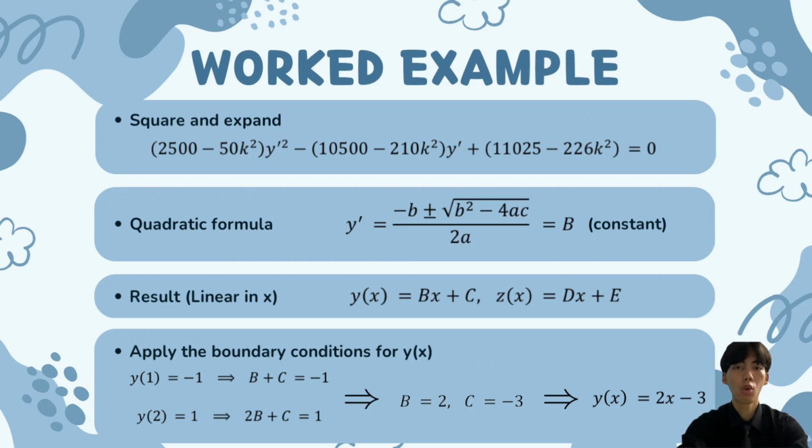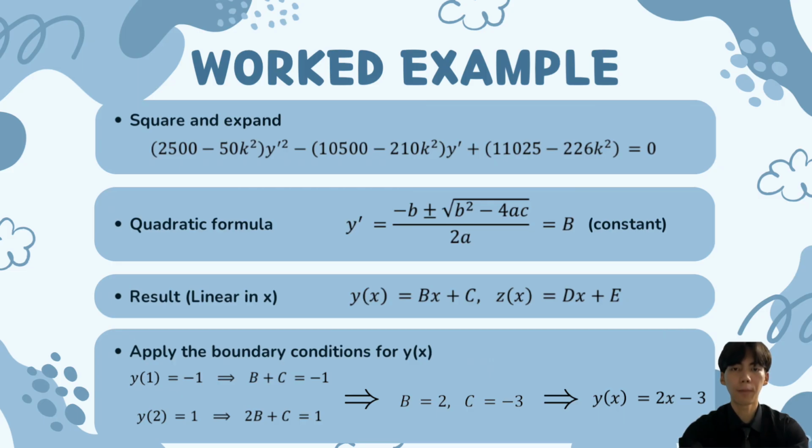Next, by substituting z prime equal to 7y prime minus 15 and simplifying, it will lead to a quadratic equation in y prime, which is (2500 minus 50k square) y prime square minus (10,500 minus 210k square) y prime plus (11,025 minus 226k square) equal to 0. Since the coefficients of this quadratic depend only on the constant k and not on x, any root y prime obtained from it must itself be constant. This means both y prime of x and z prime of x are constant.